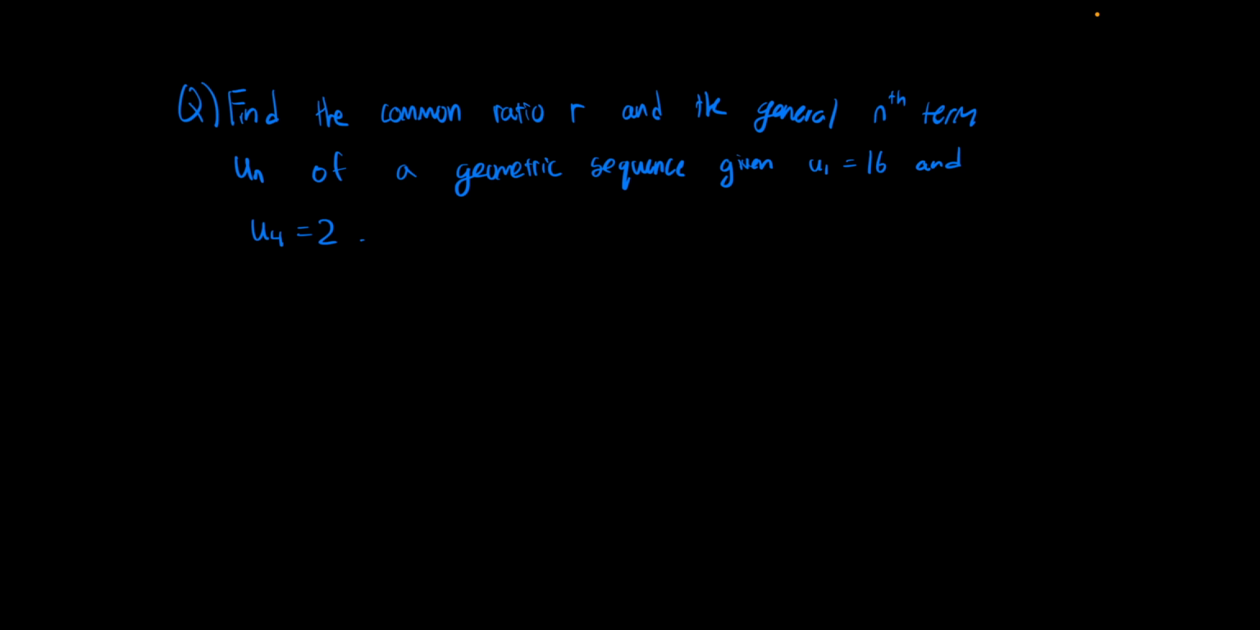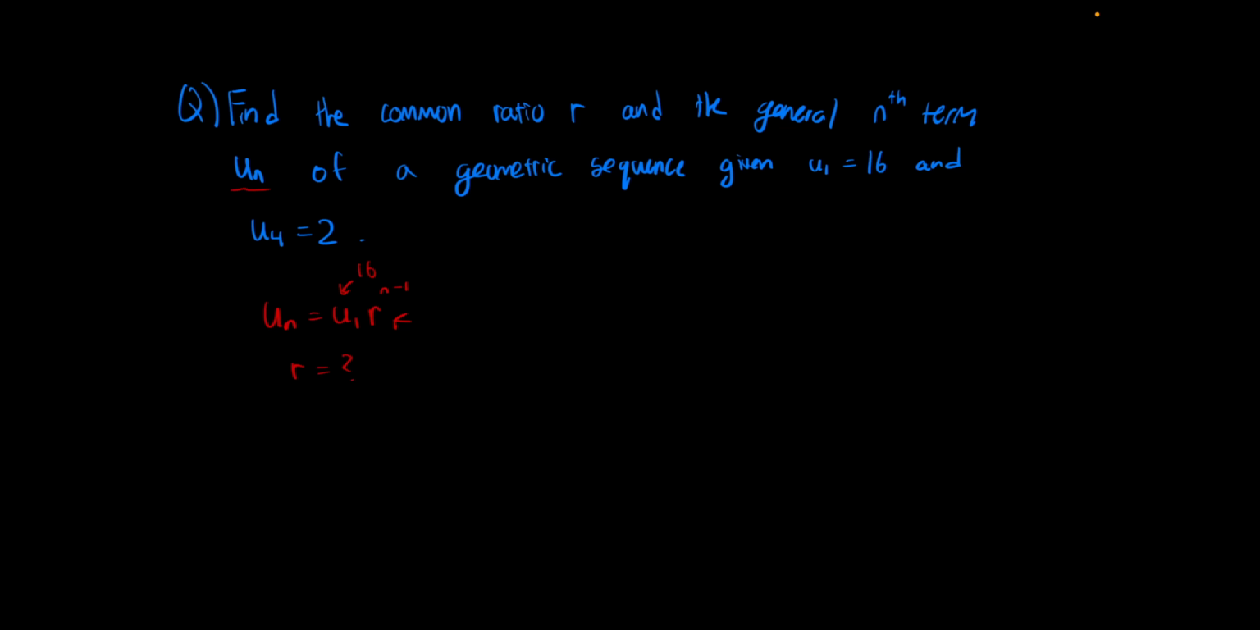Find the common ratio r and the general nth term u of n of a geometric sequence given u of 1 equals 16 and u of 4 equals 2. So right now, our goal is to find u of n. So u of n equals u of 1 times r to the n minus 1. It seems like we are given u of 1, which is 16, but we do not have r. So that is what we're going to try to find. So r is a question mark.